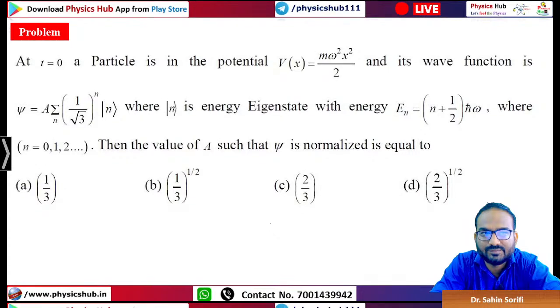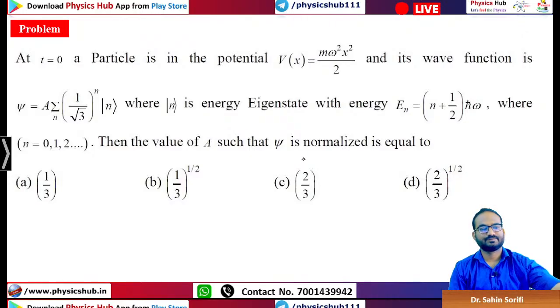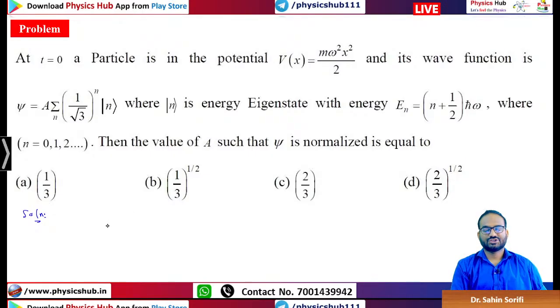Today we are solving many problems. At t equals 0, a particle is in the potential V of x equals half m omega square x square, and its wave function is this. n is the energy eigenstate with energy. So actually this is a harmonic oscillator, na? The value of a such that psi is normalized is equal to. Simple problem. The value of a such that psi is normalized.